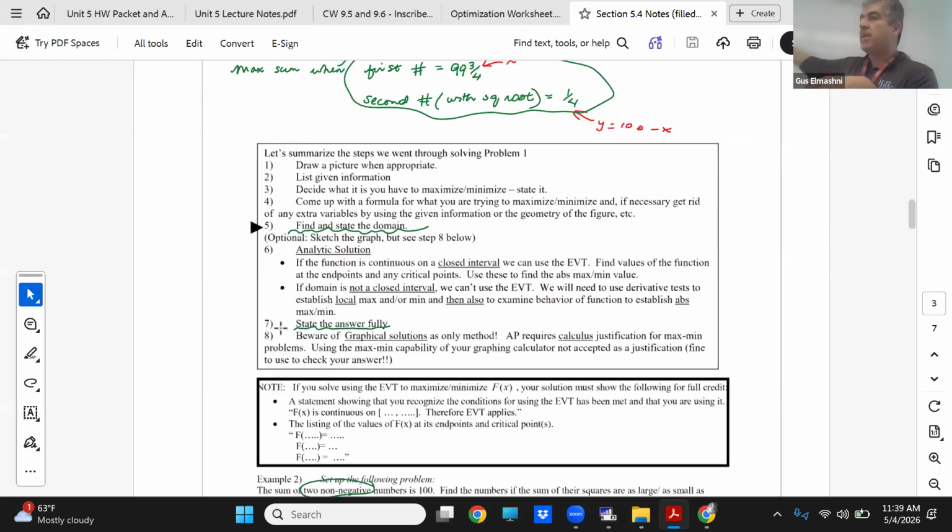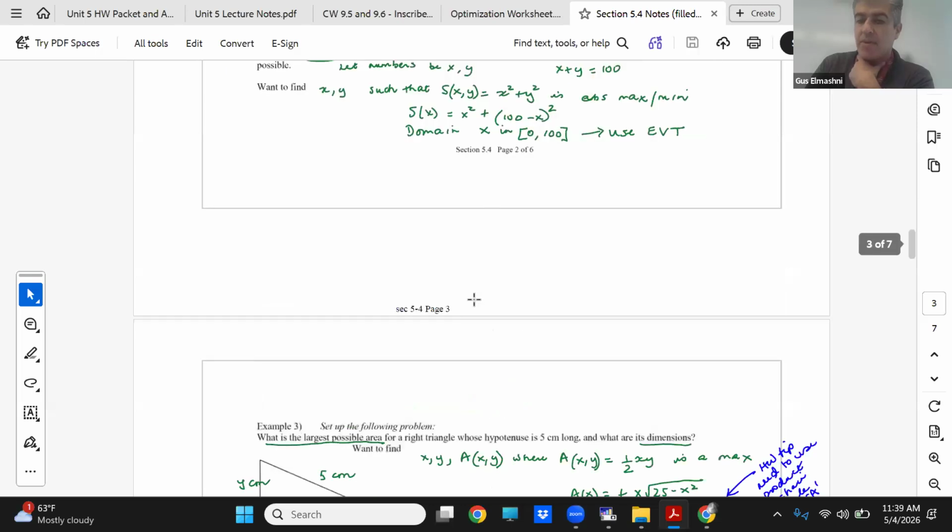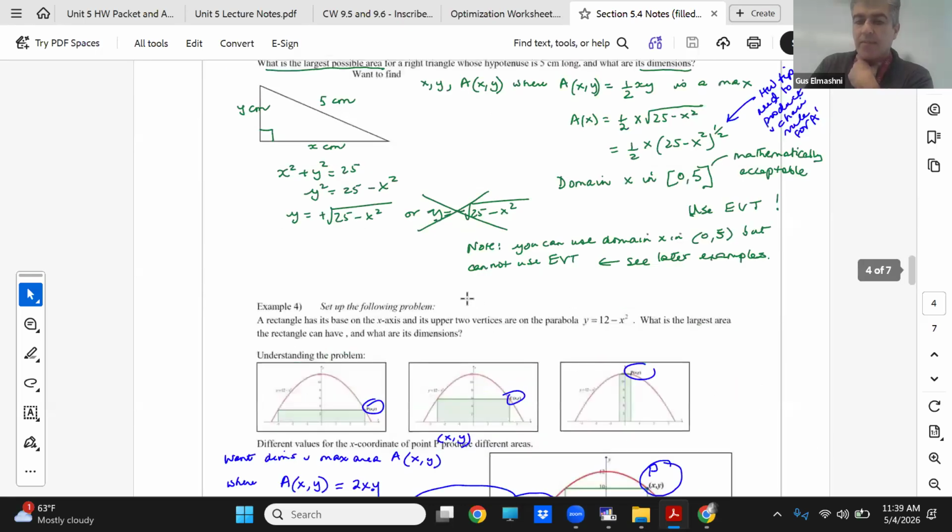Yeah, here we go, guys. So these are the filled out notes. It says try drawing a picture, list information, decide what you've got to maximize or minimize, come up with a formula, figure out your domain, analytical solutions, you do the derivative, state it afterwards. But yeah, I'll share this with you guys so you have access, and I can give you some worked out situations and how to approach it.